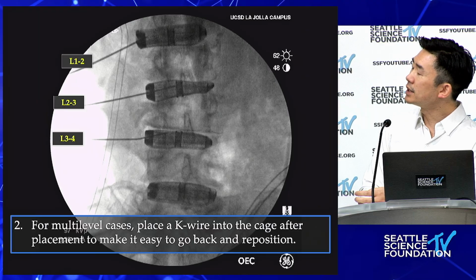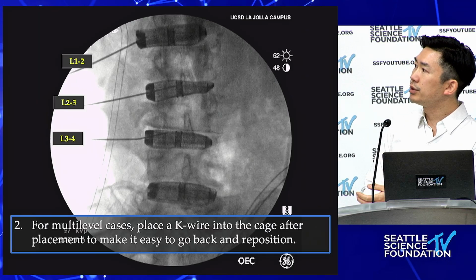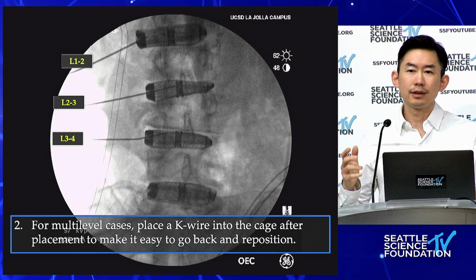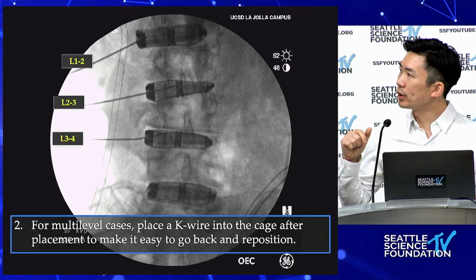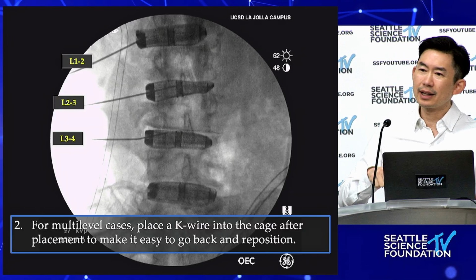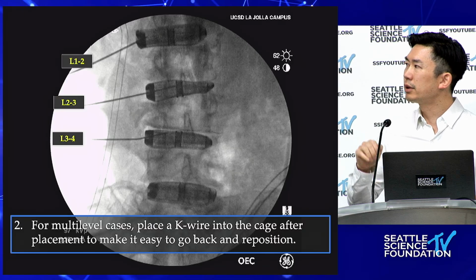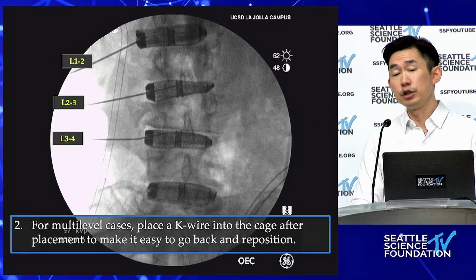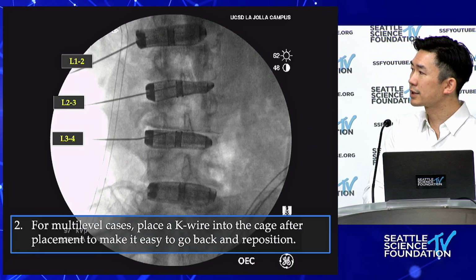Number 2, place a K-wire, right? Here, you can see from L1 to 5, I have K-wires in at 1-2, 2-3, 3-4. Invariably, and I'm very neurotic, I like my cages to look as perfect as I can get them. Now, with a K-wire there, instead of putting your finger down and trying to find that gap and find that cage, or putting a blunt probe and trying to find that metal, all you have to do is slide down that dilator, open your retractor, and then do whatever you need to do to reposition if you're unhappy with how the cage looks.